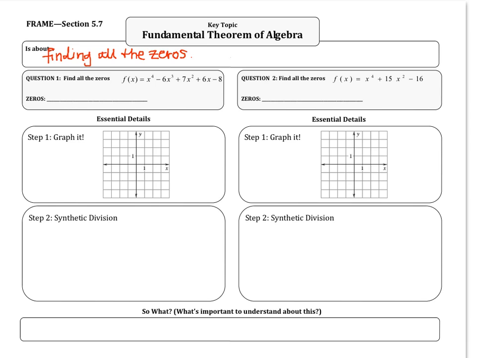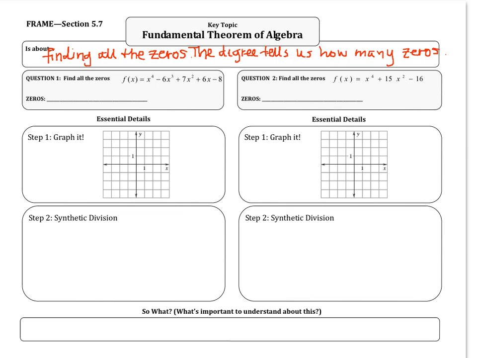And the fundamental theorem of algebra tells us that the degree of a polynomial tells us how many zeros there are going to be. So like when we studied quadratics, our highest exponent was 2. So our degree was 2. That was our second degree polynomials. And we had two solutions.